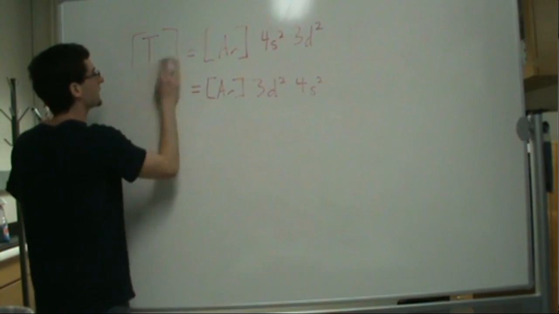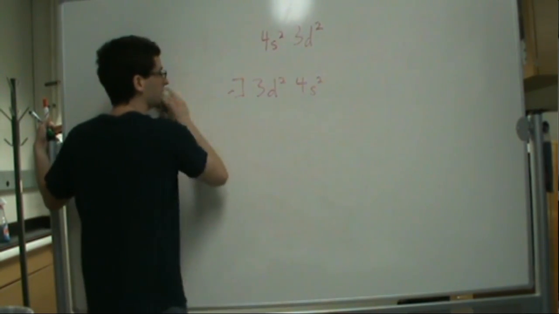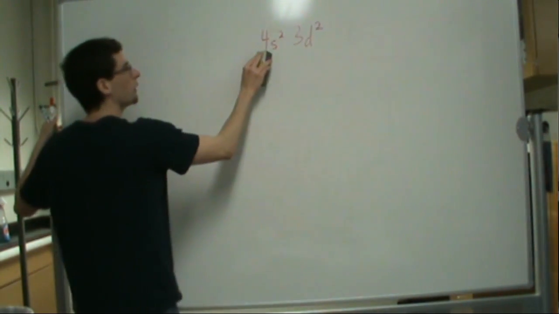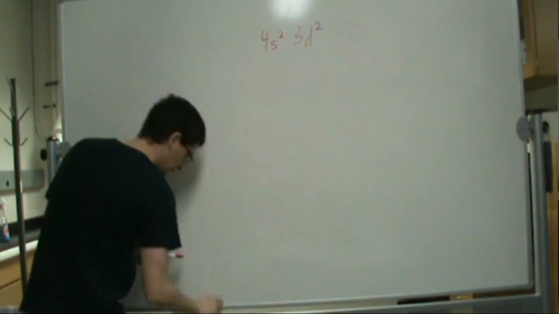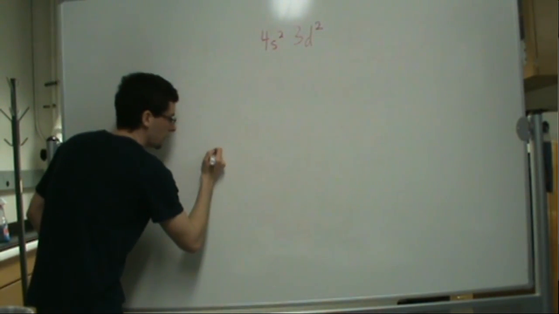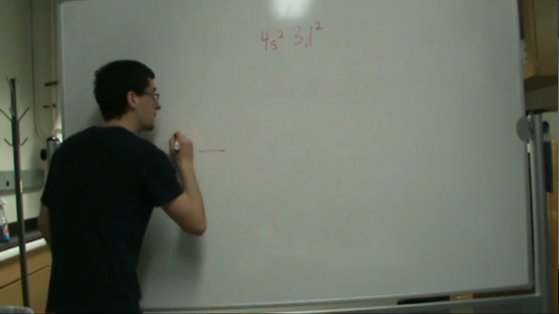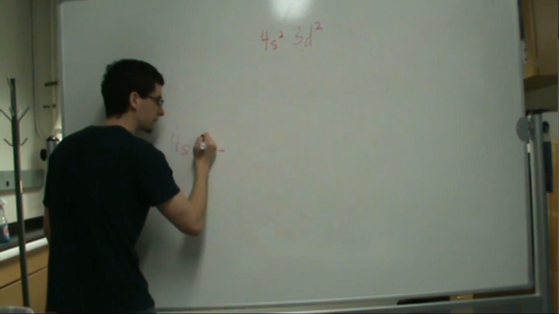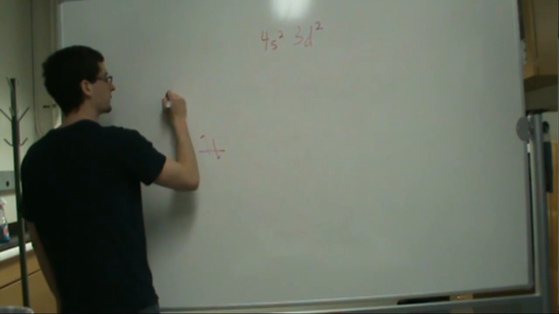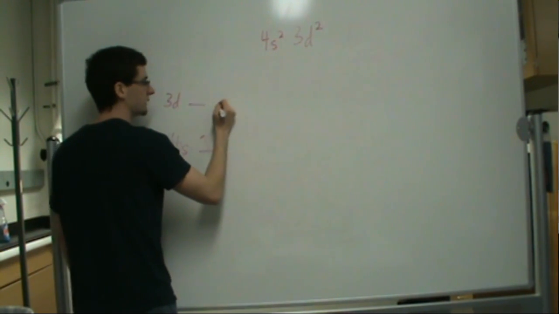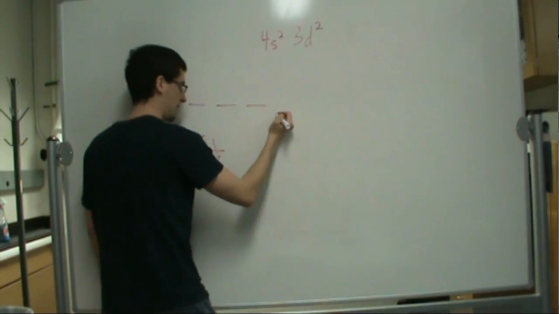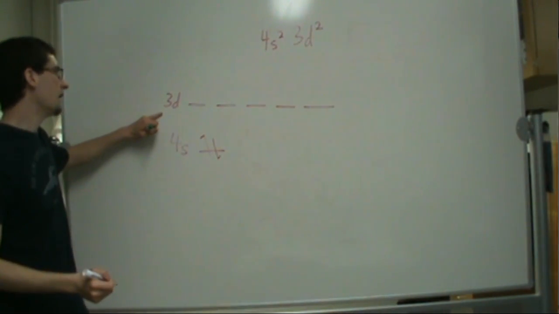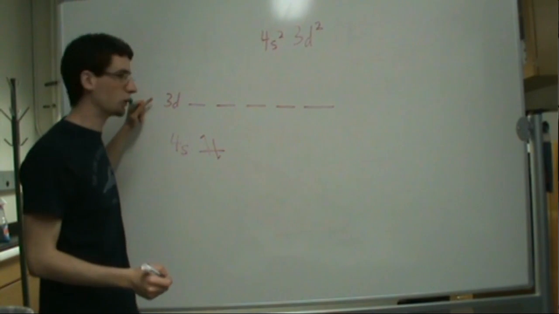So what I'm going to do is just ignore the core shells, so the ones that are not the valence shells. So we're only concerned with the 4s2 and the 3d2. This is our 4s2, and then we'll occupy it with 2 electrons. And then here is our 3d. Now I said that the 3d is higher in energy than our 4s, which is true, even though the 3d has a smaller n value, or principal quantum number.